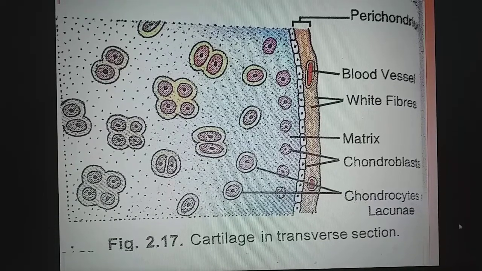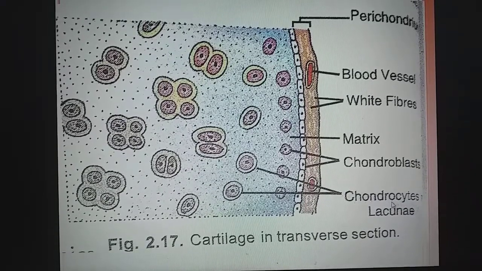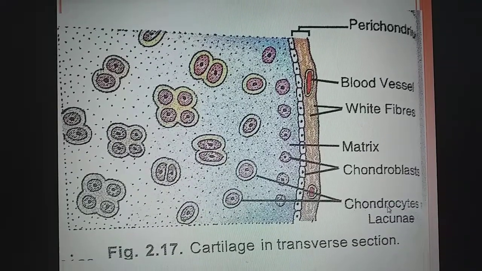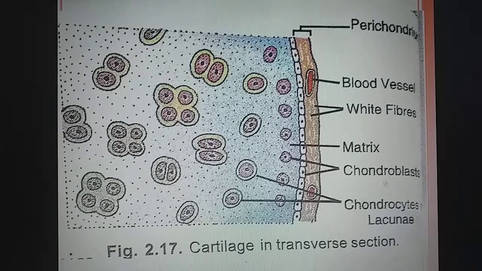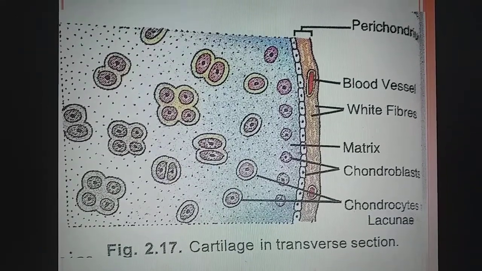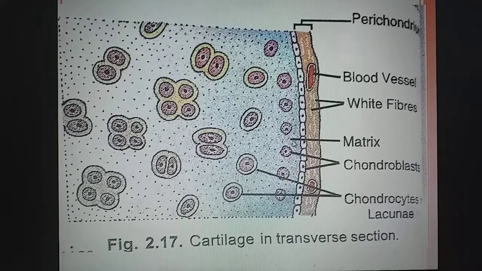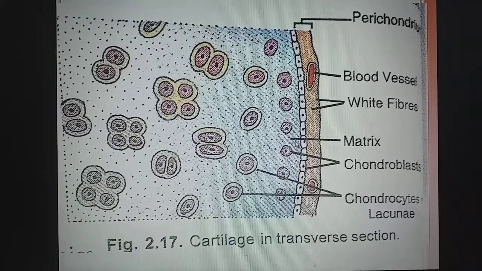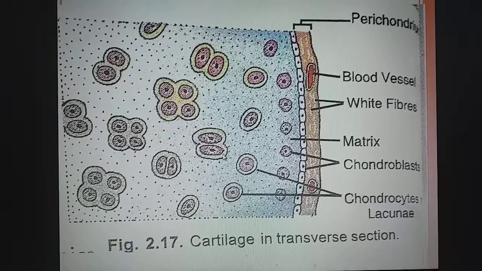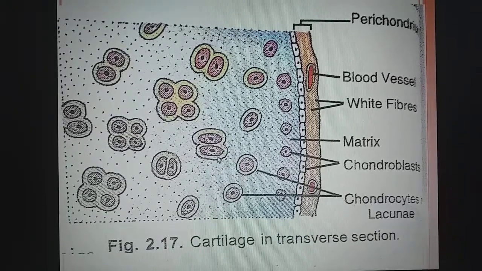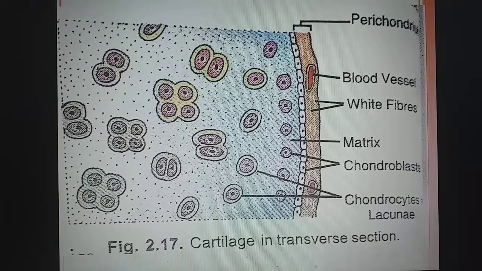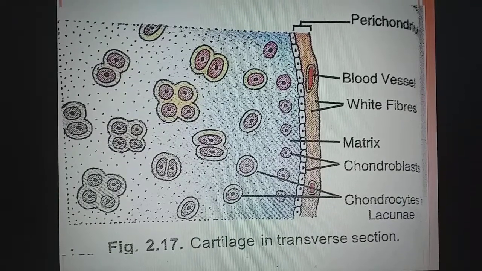Chondrocytes are also there. See here, these are the chondrocytes. I think you must have remembered, the cell present in cartilage is known as the chondrocytes. And this is the matrix. The hard matrix is present here and contains sugar and protein. Here you can find that these chondrocytes are in groups of 2 or 4.